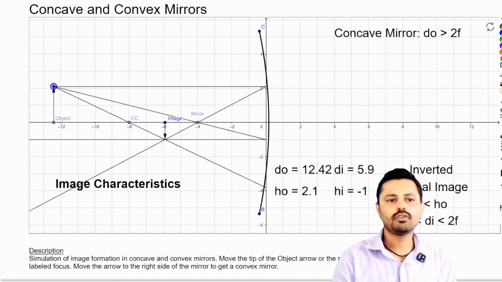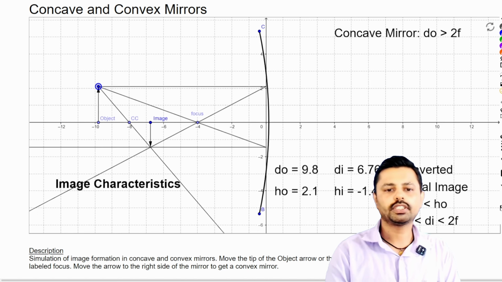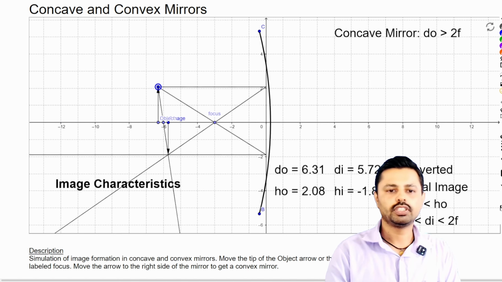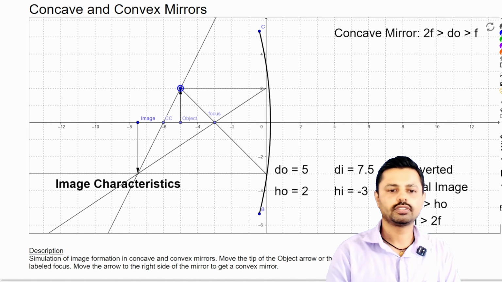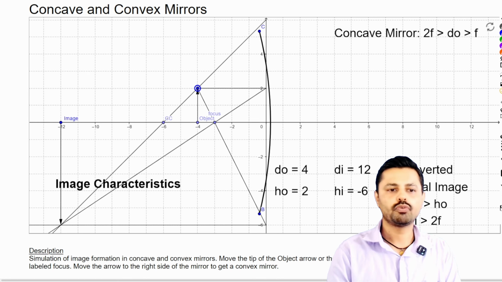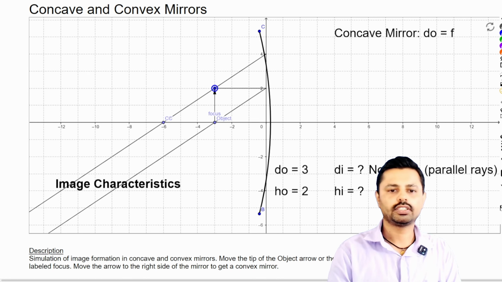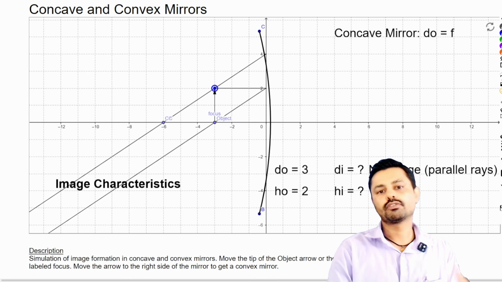What will happen if I bring the object between C and F? Will the image become big? Yes, see, it's becoming big. What will happen at F? See, it's infinitely large and it forms at infinity.